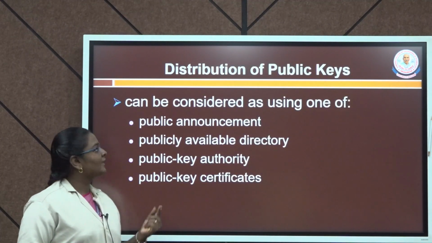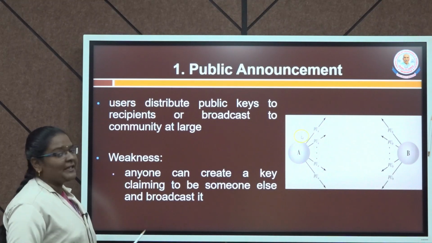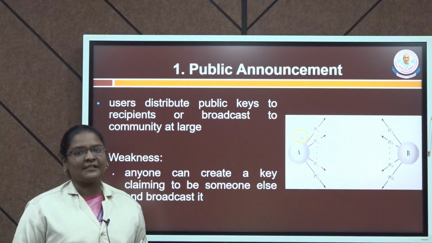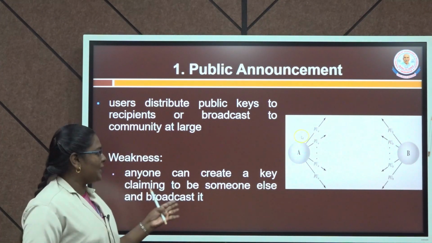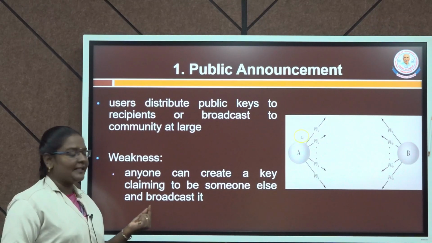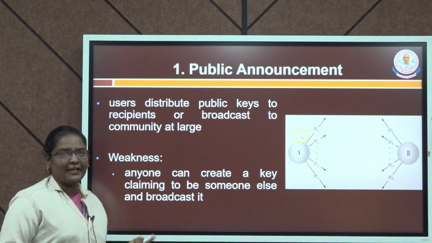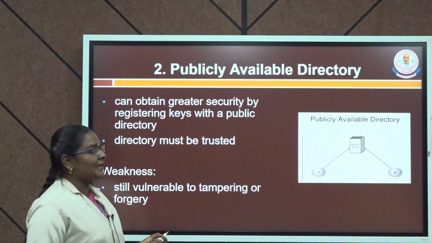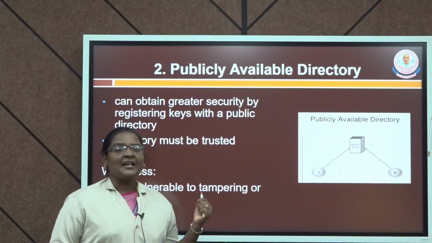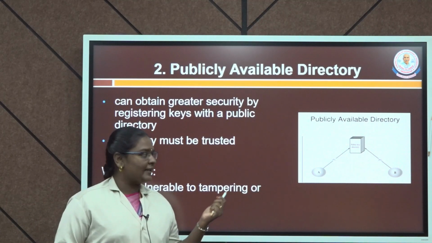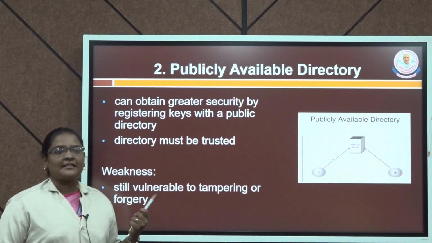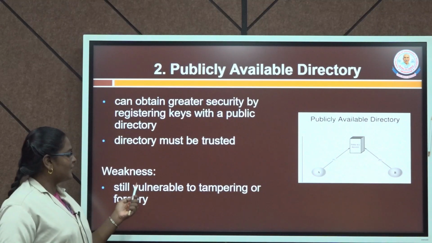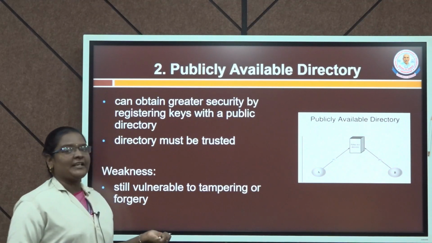The first thing is public announcement. In public key announcement, the users can broadcast their public keys to any of the recipients in a public manner. But the weakness here is that the keys are vulnerable to access by anyone, and they can claim the identity of the actual person. The second type is a publicly available directory. Here a directory is maintained. The users can register their public key in the directory so that others can access the public key electronically, and it also has the vulnerability of tampering or forgery.